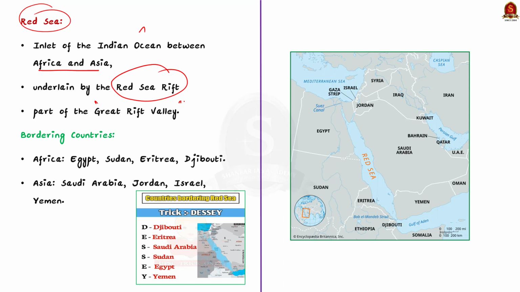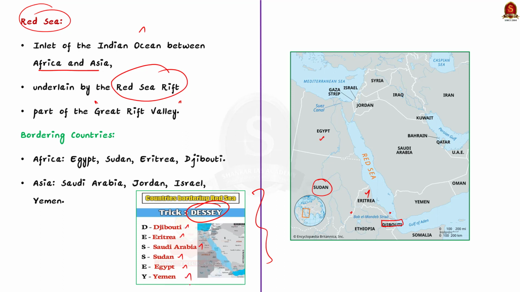To the northwest, Egypt's eastern coastline borders the Red Sea, with popular destinations like Sharm el-Sheikh and Hurghada. South of Egypt, Sudan has a relatively small coastline on the Red Sea. South of Sudan, Eritrea's coastline along the Red Sea is rugged and has several islands. Know that located at the southern entrance of the Red Sea, Djibouti is a strategically important point for shipping. Let's see a mnemonic for memorizing the countries bordering the Red Sea. It is DESSEY: D for Djibouti, E for Eritrea, S for Saudi Arabia, S for Sudan, E for Egypt and Y for Yemen.